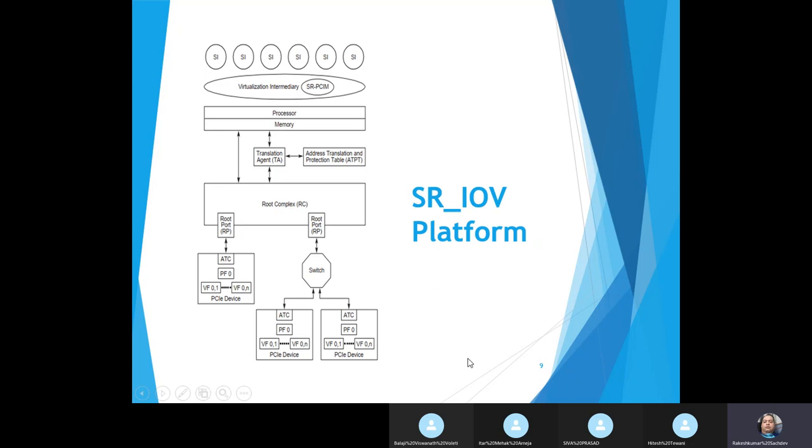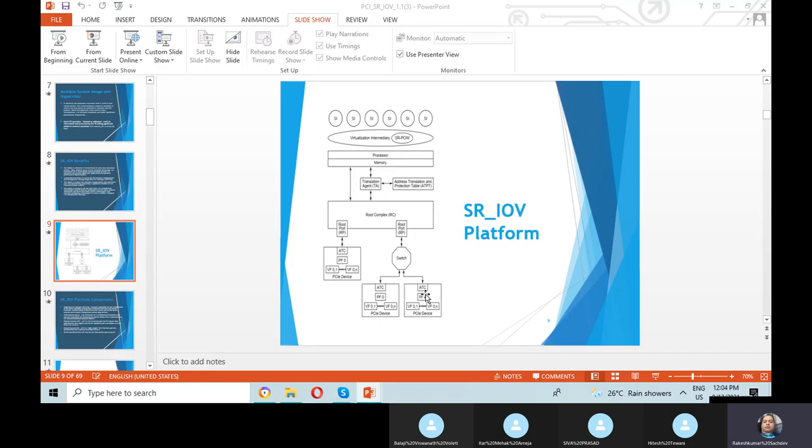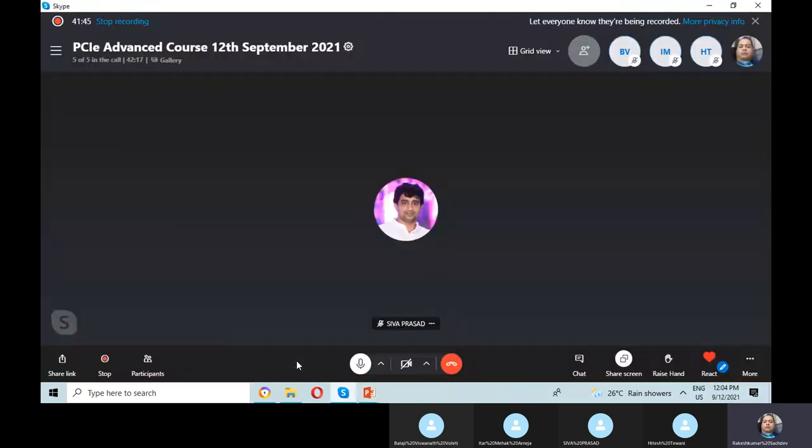Now, how is the problem resolved? And what was the problem before? How is the problem resolved now with SRIOV? And how to enable and disable SRIOV, how to program it, everything is coming in the subsequent slides. Before I proceed further, I want to make sure everybody is in sync with me right now. Does anyone have any question?